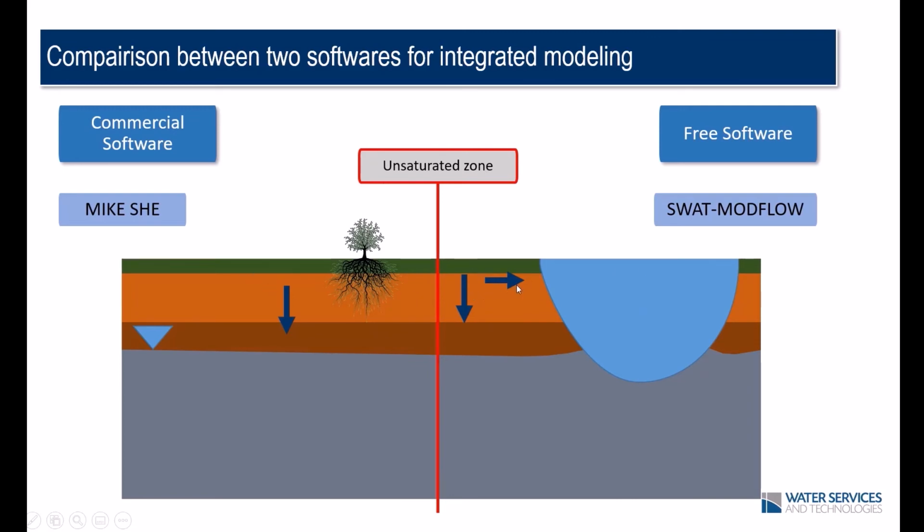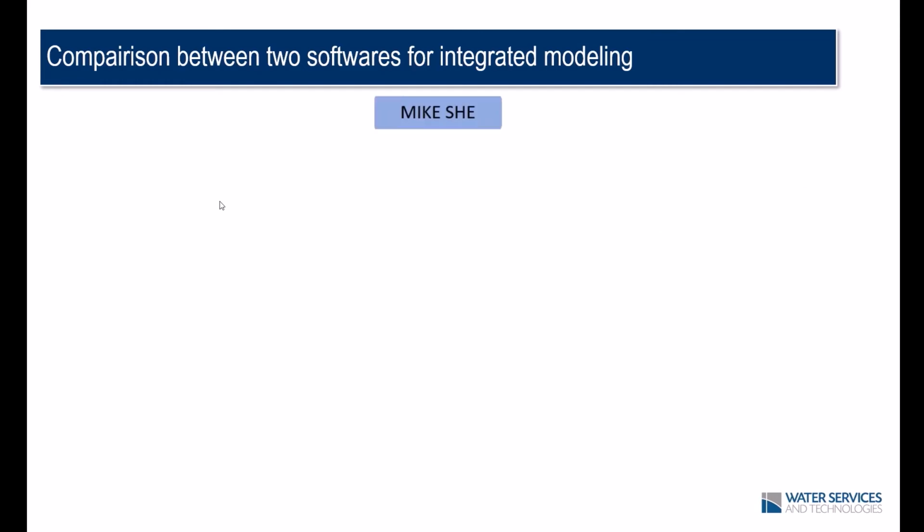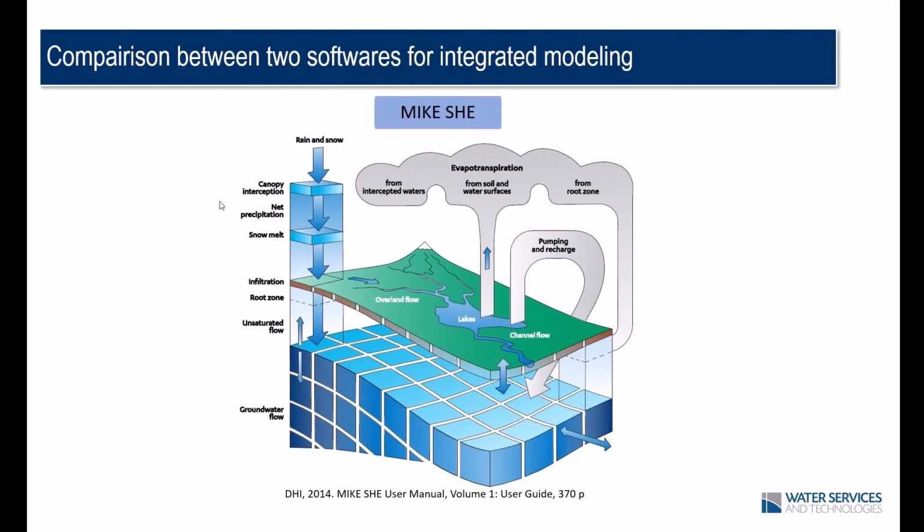And it's also important to notice that in SWAT-MODFLOW, in the root zone it is the SWAT model that is making the calculations. The MODFLOW enters in this model only in the layer between the root zone and the water table. So from here down is where MODFLOW enters in the simulations. And for the saturated zone, both models use the 3-dimensional Darcy equation. So MIKE-SHE uses the Darcy equation, and in the saturated zone is where the MODFLOW comes in, and it uses the Darcy equation.